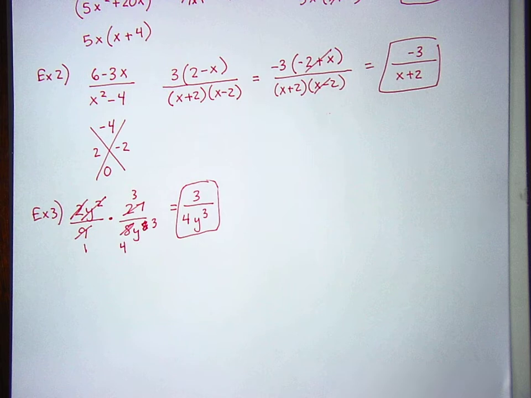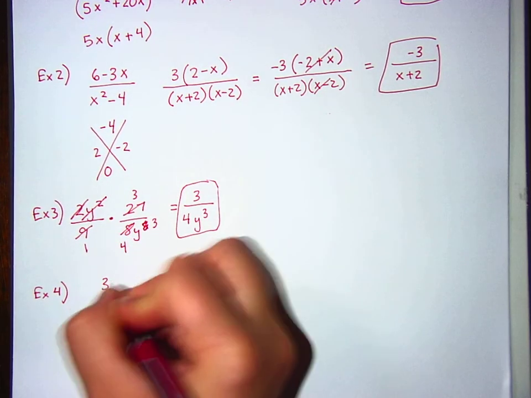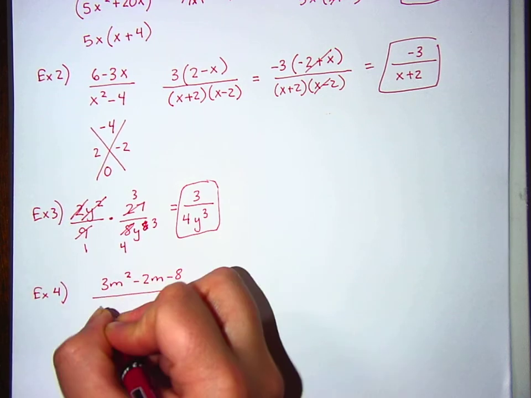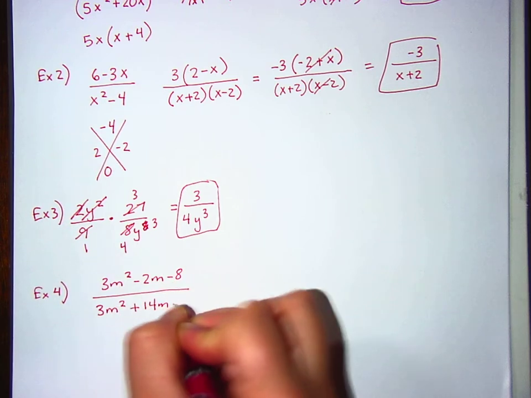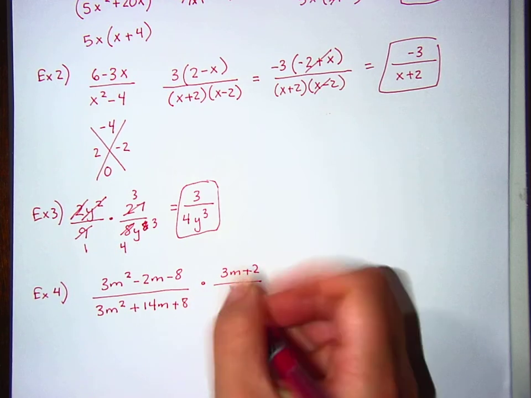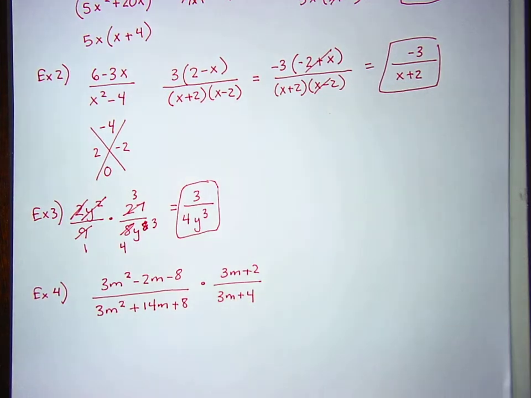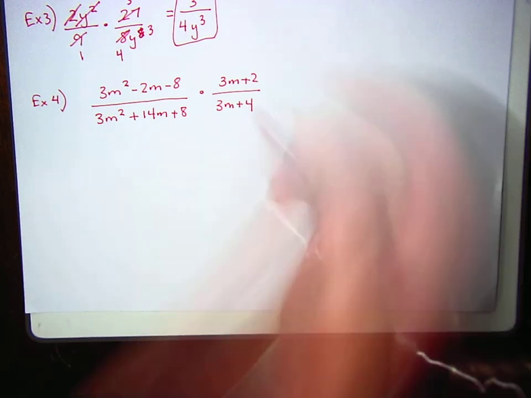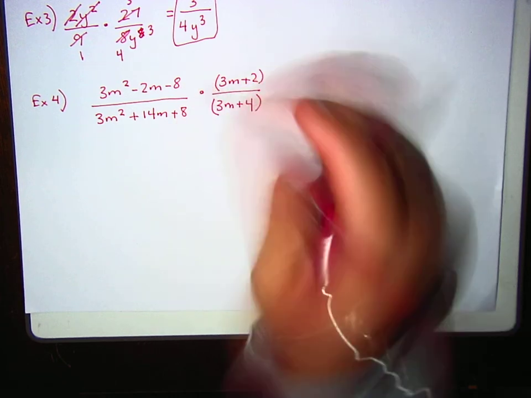Let's go for this one. 3m squared minus 2m minus 8 over 3m squared plus 14m plus 8 times 3m plus 2 over 3m plus 4. Okay, when I look at this problem, it looks to me like these two are already nice little factors here. But these two I'm going to have to factor, and then I'm going to have to cancel lots of stuff out.